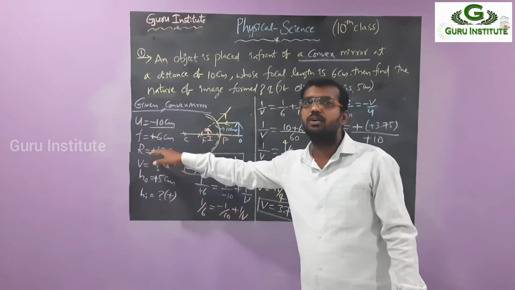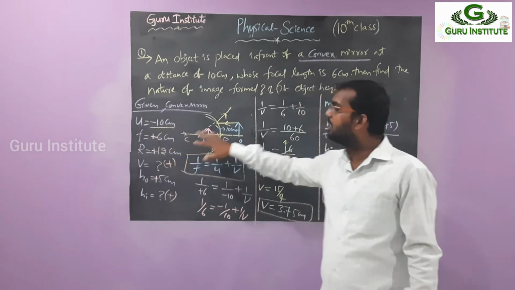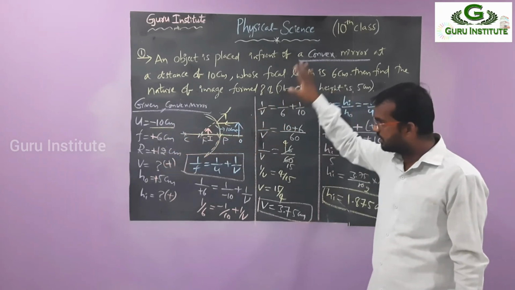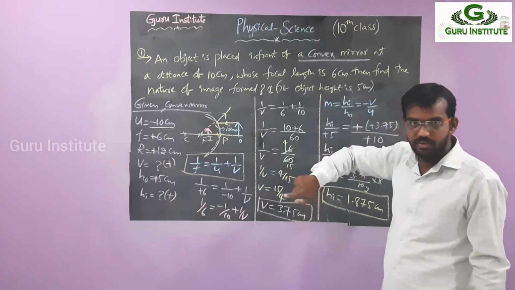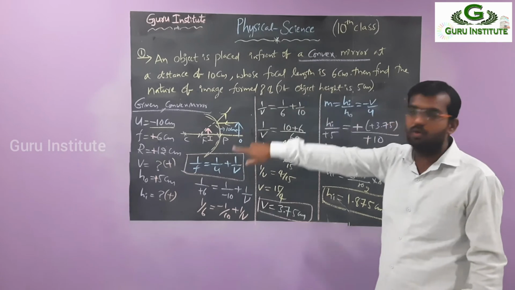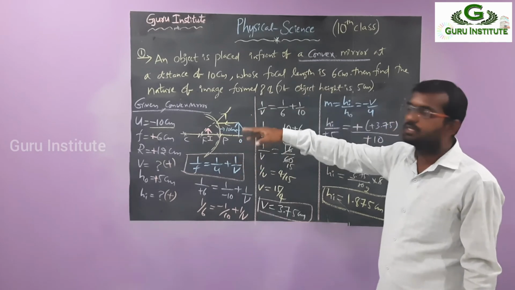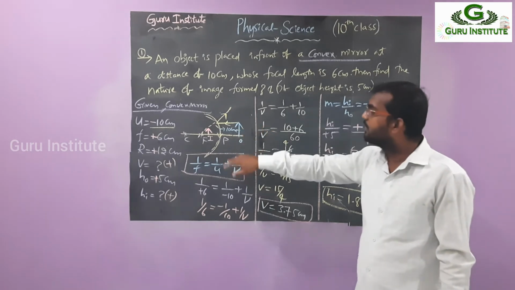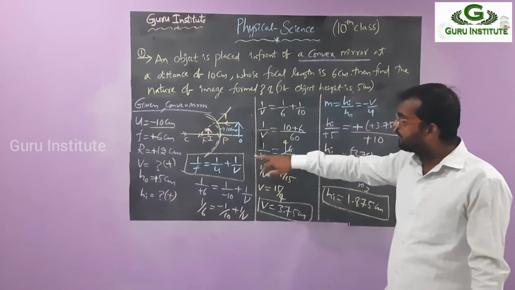Suppose he has given the radius of curvature, you can take f is equal to R by 2. That means you can take half the value. The next one is first write the data and what is given. If he has given focal length, find the radius of curvature. If he has given radius of curvature, find the focal length. Focal length is simply half. Okay, right? That means R is equal to 2f, f is equal to R by 2. Then draw the rough picture, then you can get some idea, then apply the formula.